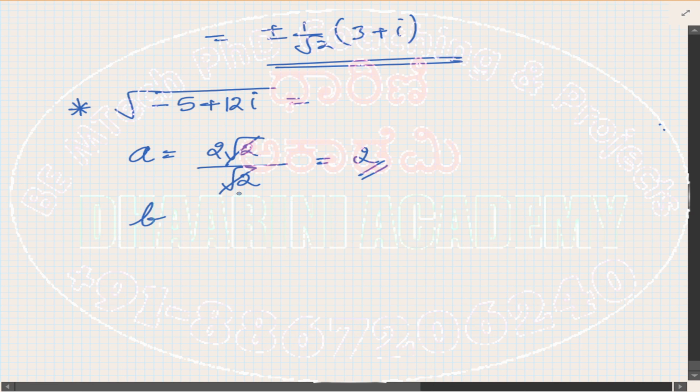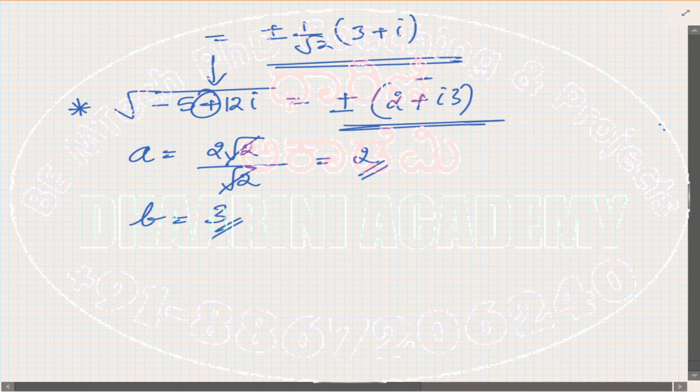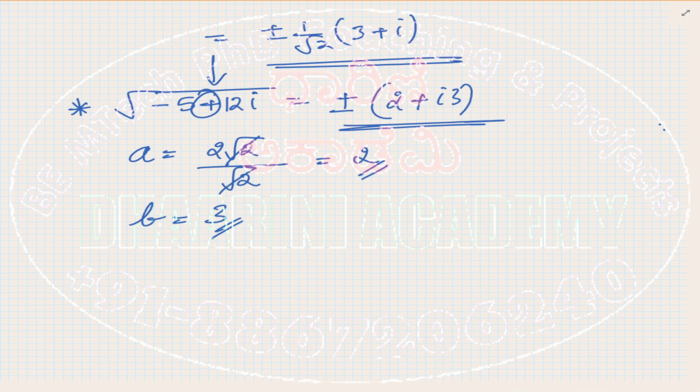B is 3. So this means since formally x plus iy, y is positive, that is the imaginary part is positive, your answer should be plus or minus 2 plus I into 3. If at all the sign is negative, this is negative means here it becomes minus. 2 minus 3I. Outside you have a bracket, plus or minus will always be there. This plus or minus will be there for every problem answer. We'll solve a few more.